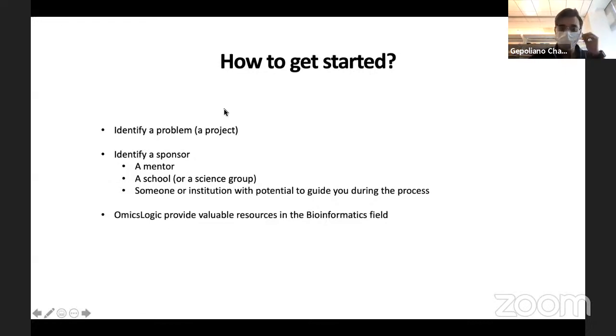First, I would say it is really important to identify a problem. As I am going to tell you, the problem that I work with is cancer, particularly neuroblastoma, which is a pediatric cancer. The other thing that is important is to identify a sponsor, so a mentor, a school or a science group that you might be interested in. What you need is someone or an institution that has the potential to guide you through the process. And frankly, I joined OmicsLogic a couple of weeks ago. I'm still getting used to all the resources that they have, but so far, the resources that I have seen, tested and used are very valuable resources in the bioinformatics field.